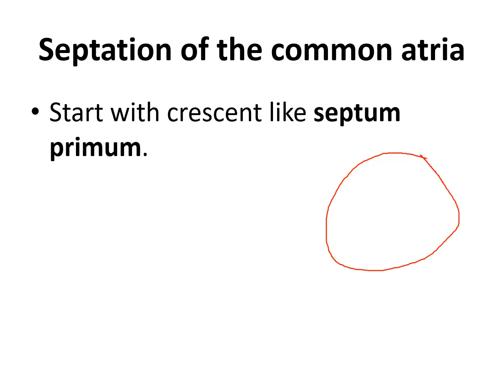If this is the atria and here we have the ventricle, from the cranial part here a septum will start to form. If you make a coronal section, this will have a crescent-like shape like this, and it will start to go down.